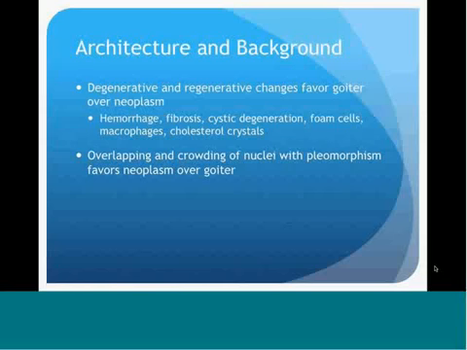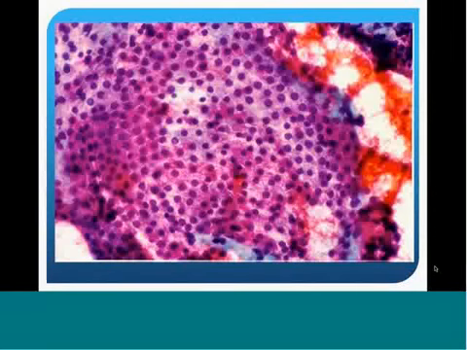And while people can have nodular goiters for many years, overlapping and crowding of the nuclei, the nuclear architecture, and the pleomorphism, which means the range in size and shape of the nuclei, will favor a neoplasm over a goiter. So here is a photograph of round, regular sheets of follicular cells.